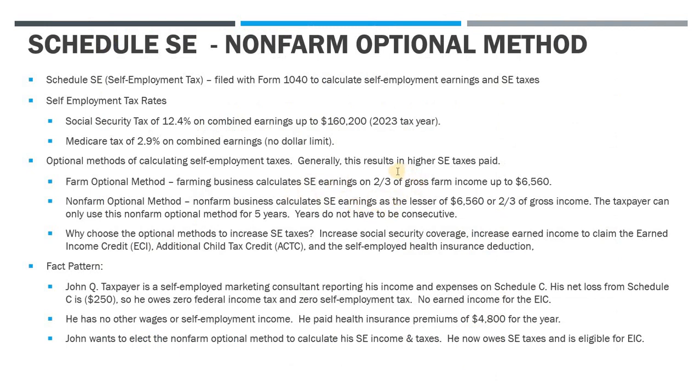But you can see how if your gross income from that Schedule C is much, much lower, then maybe you would have a lower amount. But in this case, $6,560 is what we're going to see in our example. Now, why would you ever want to do this?